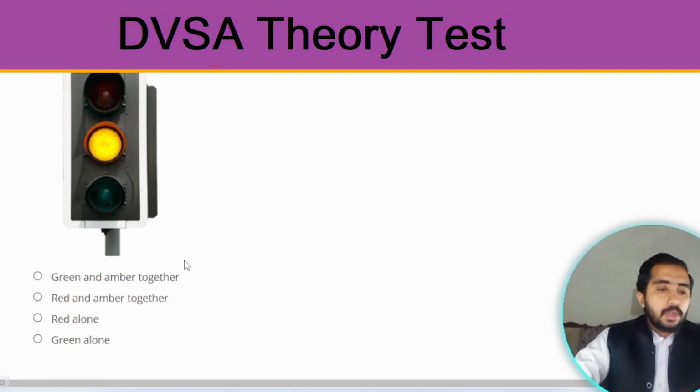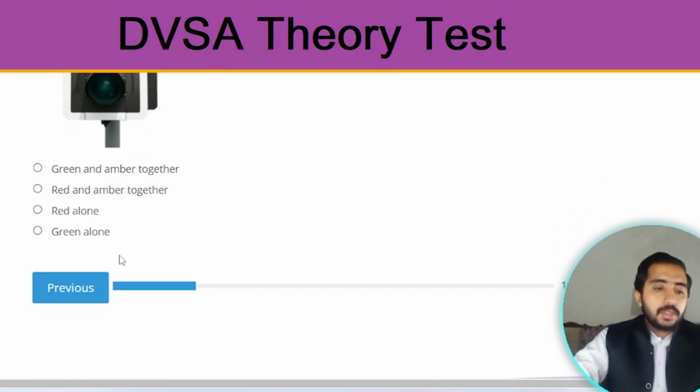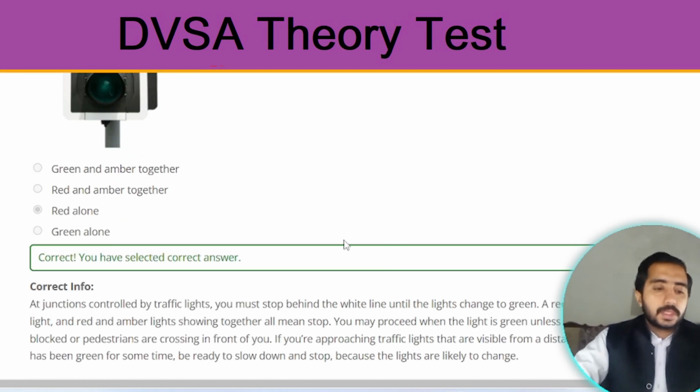Next, you see this amber traffic light ahead. Which light or lights will come on next? After this yellow light, which color light will come next? The correct answer is red alone. Option C is the correct one.